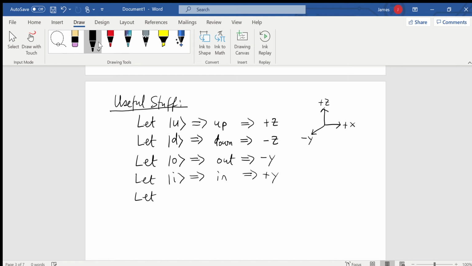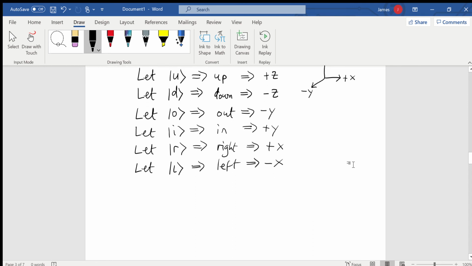Let R imply right, and that's plus x, because that's to the right. And let L mean left, and that is minus x. Okay, so useful stuff.